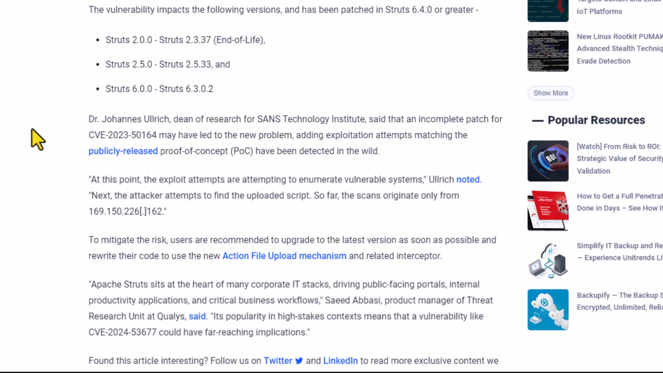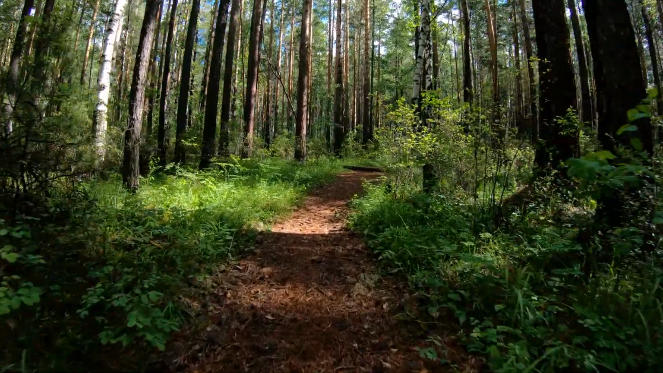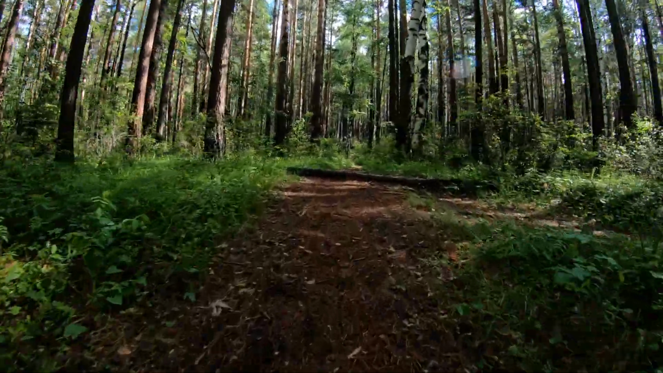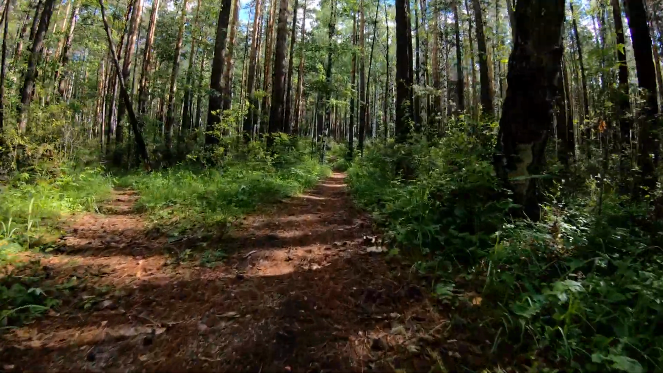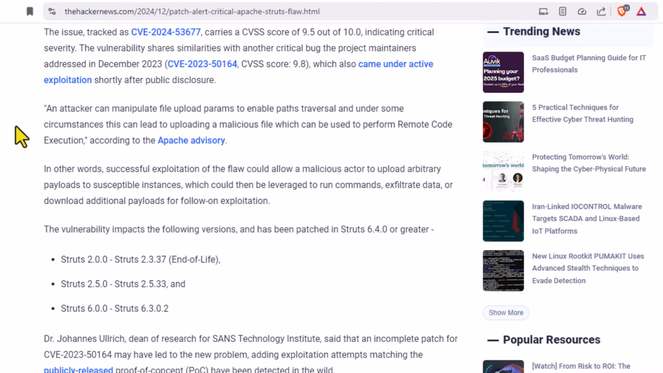Now, I wanted to know, first of all, what it's doing. So it says here, an attacker can manipulate file upload parameters to enable path traversal, and under some circumstances, this can lead to uploading a malicious file, which can be used to perform remote code execution. Okay, what does that mean? Well, path traversal means I'm going to land wherever Apache Struts is at, but since I've got this vulnerability, I can get out there and begin going up to the root of the server. Maybe I could go to this folder, this database, grab these files.